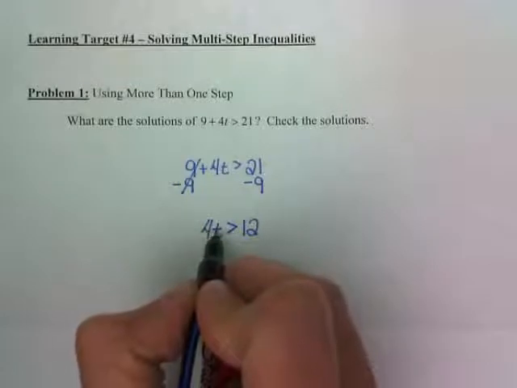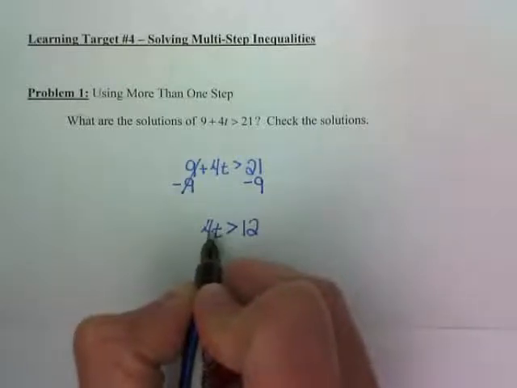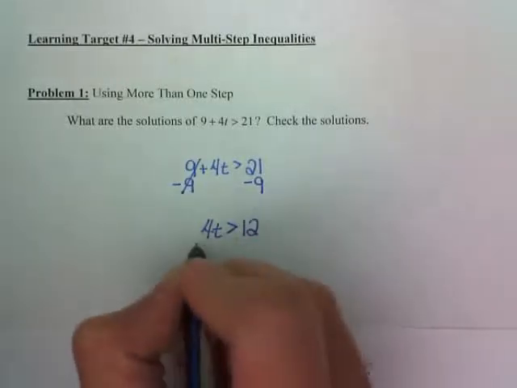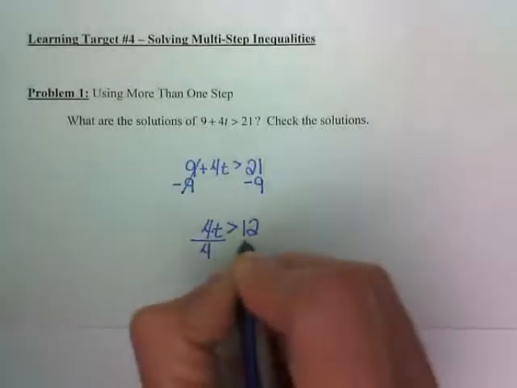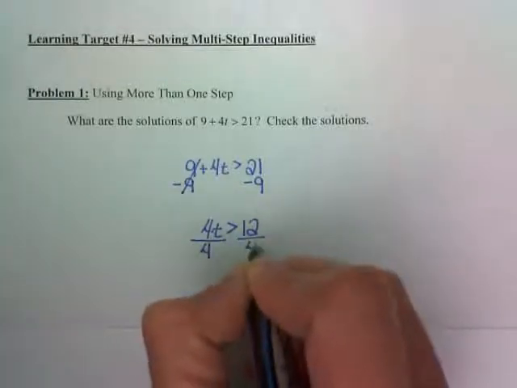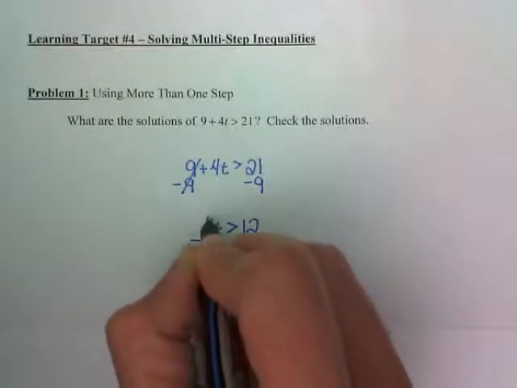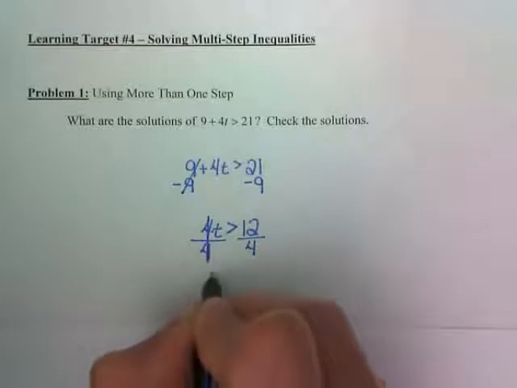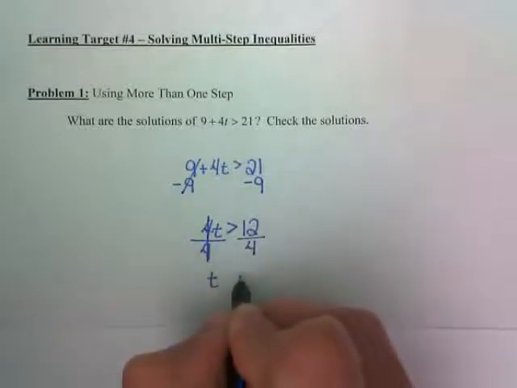And then we're down to just a one-step inequality. I am currently multiplying t by 4. The reason I know that is because they're side by side. I could put a dot there. That indicates multiplication when they're side by side. So the inverse of multiplication is division. So I'm going to divide this side by 4. I'm going to go over and divide the right-hand side by 4. 4 divided by 4 gives me 1, so I'm left with my positive 1t. And 12 divided by 4 is 3.